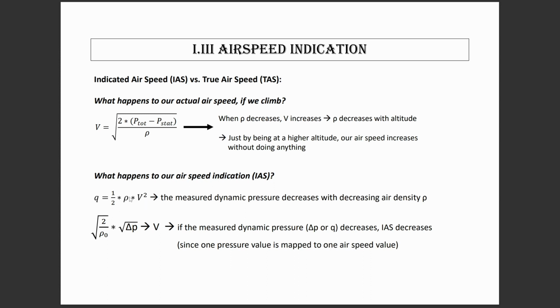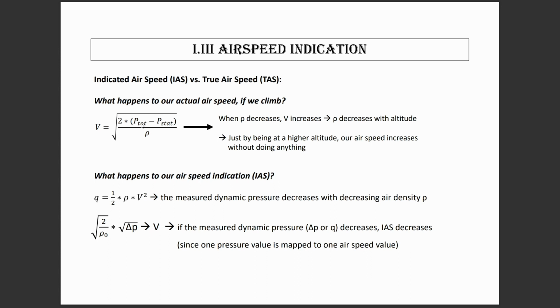So if you look at this equation and you see that rho goes down, we need to increase v squared to measure the same dynamic pressure, which we measure as this delta pressure here, because this is our dynamic pressure. Okay? That is why true airspeed is higher than indicated airspeed as we go higher in altitude.